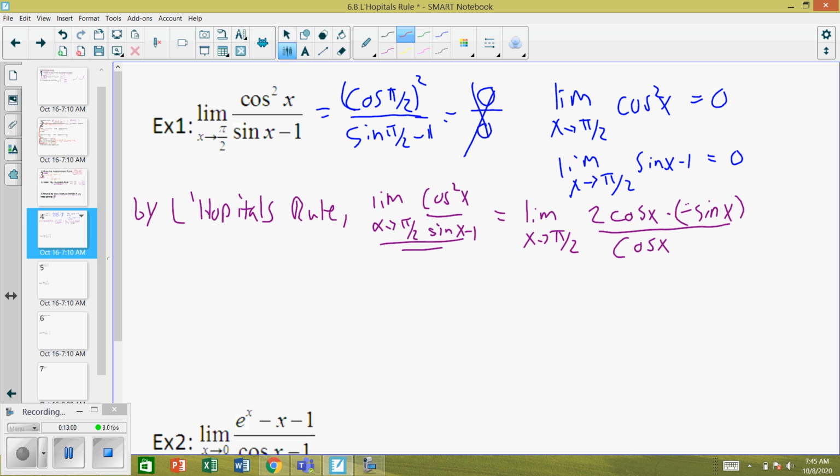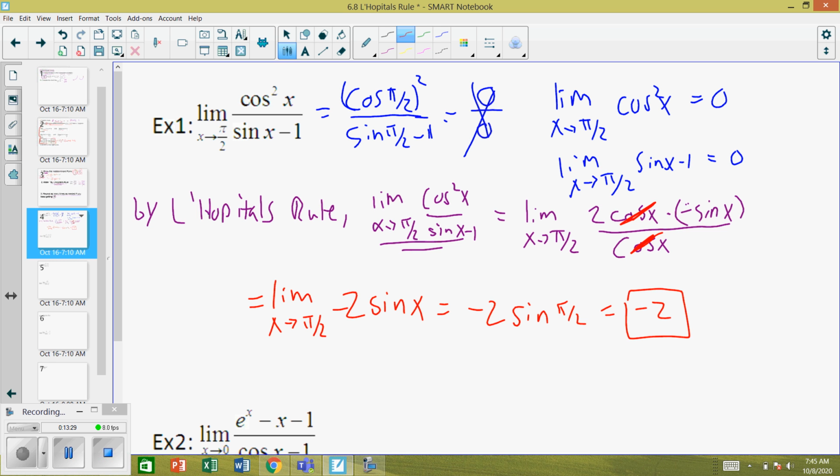Before I plug in pi over 2, it looks like I can actually simplify. I can cross out the cosines. So what I'm left with is the limit as x approaches pi over 2 of negative 2 sine of x. And I can plug pi over 2 into that. I get negative 2 sine of pi over 2, which equals negative 2. I encourage you to graph this on Desmos, and you'll see that the limit is approaching negative 2. And we're able to solve that algebraically using L'Hopital's.